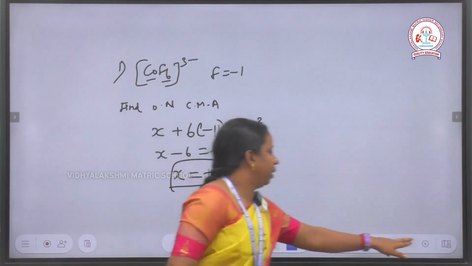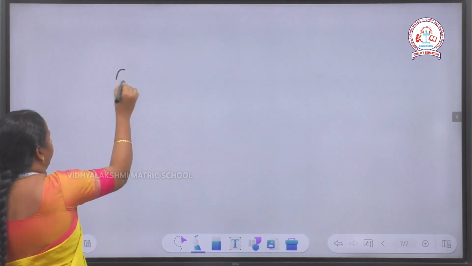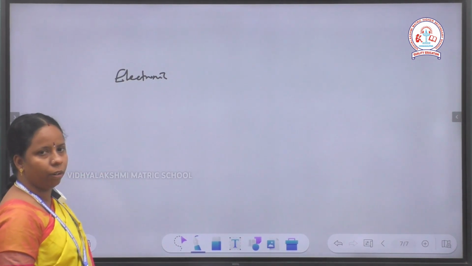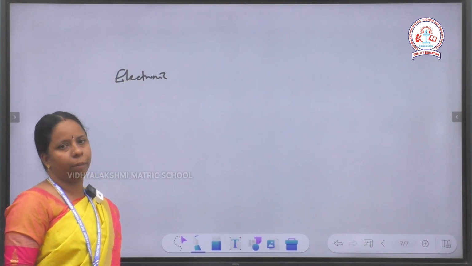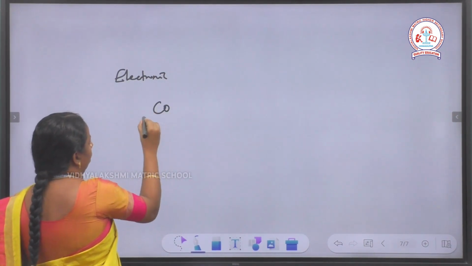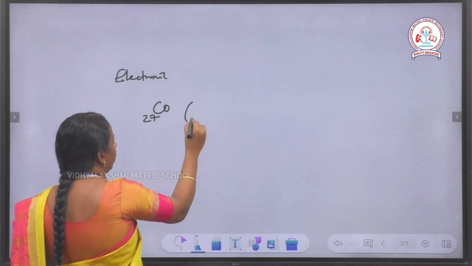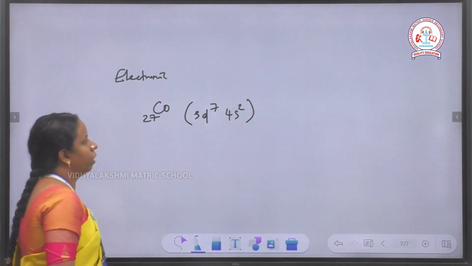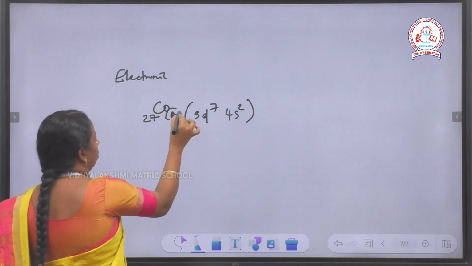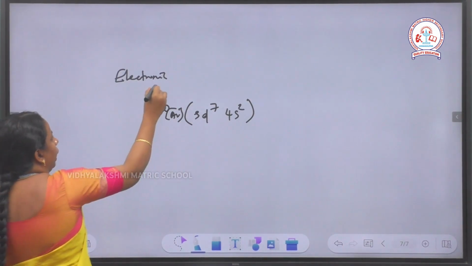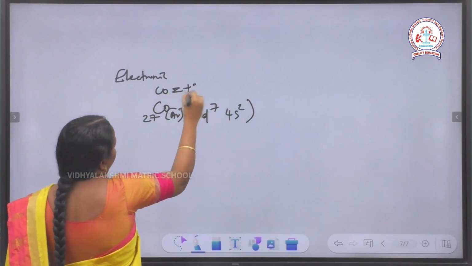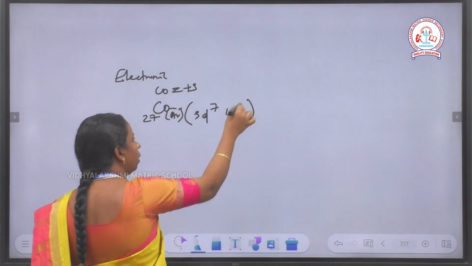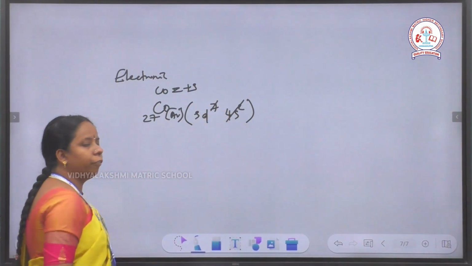Right. Then next, electronic configuration of cobalt. You know that electronic configuration. Already I told, cobalt atomic number 27. Actual electronic configuration is [Ar] 3d7 4s2. This is electronic configuration of cobalt. Actually, what is the oxidation number of cobalt? Plus 3. So, remove the 3 electrons from the valence shell electronic configuration. 2 electrons remove from s orbital, 1 electron remove from d orbital.